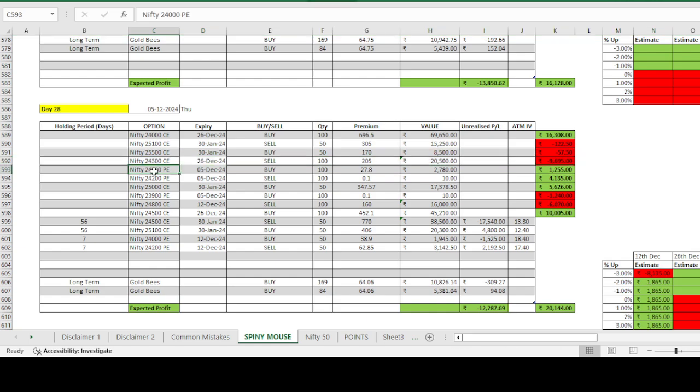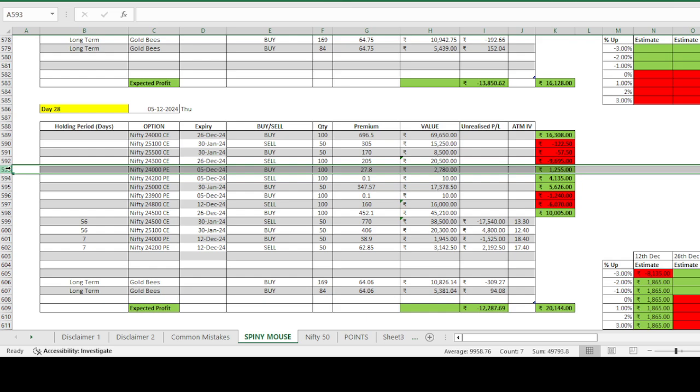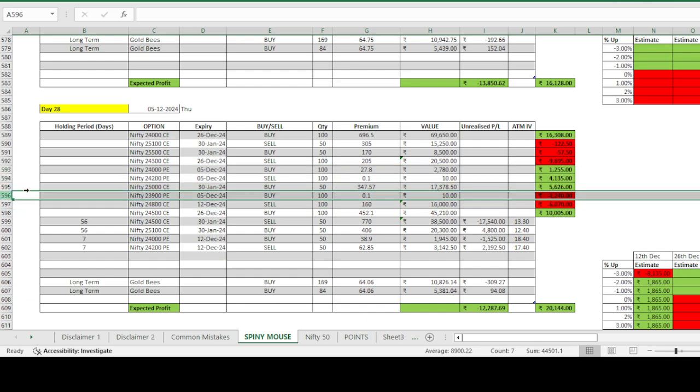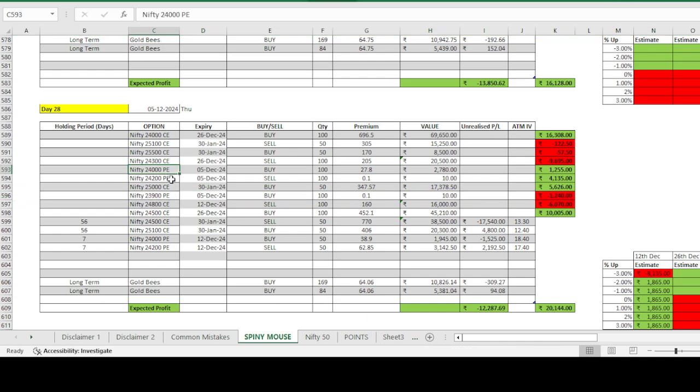The next position is this one we created. These next two positions we created on the 27th, and as I said, not only these two, these three, actually. Sorry, this position and this position we created on 5th December. We did 24,000 PE and 24,200, but when it started going downwards, I got some profit on this position.